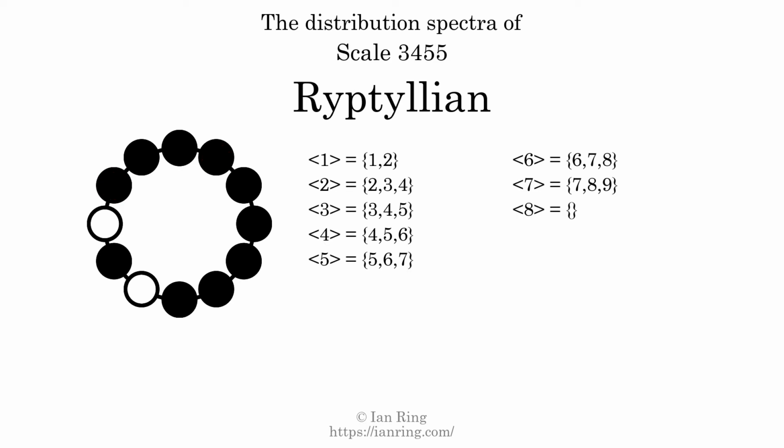The generic interval of 8 scale steps comes in 3 different specific interval sizes: 8 semitones, 9 semitones, and 10 semitones.